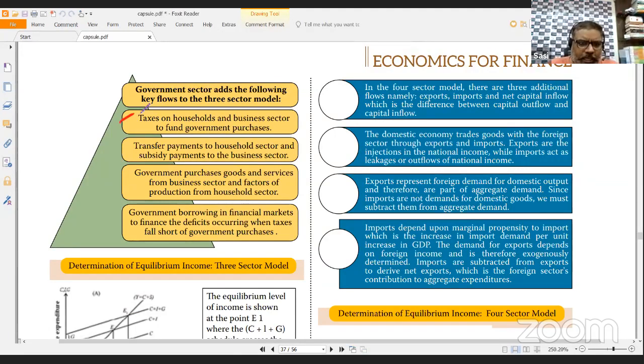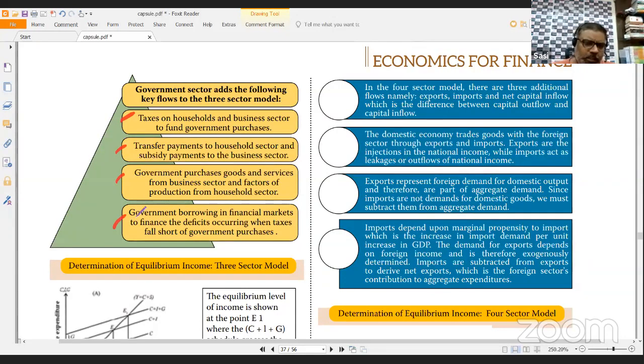First thing first, taxes on the household and business sector will be charged by the government so that the government gets some revenue, which in turn it will spend on purchases. Government does transfer payments to the household sector and subsidy payments to the business sector. And then government is the biggest purchaser in any country, in fact. And it is the biggest customer. If one party is taken, government will be the biggest customer for the goods and services for the households as well as businesses. Because the households will give their factor services to the government in the form of labor. All the government employees fall in that category. And businesses supply their goods and services to the government also.